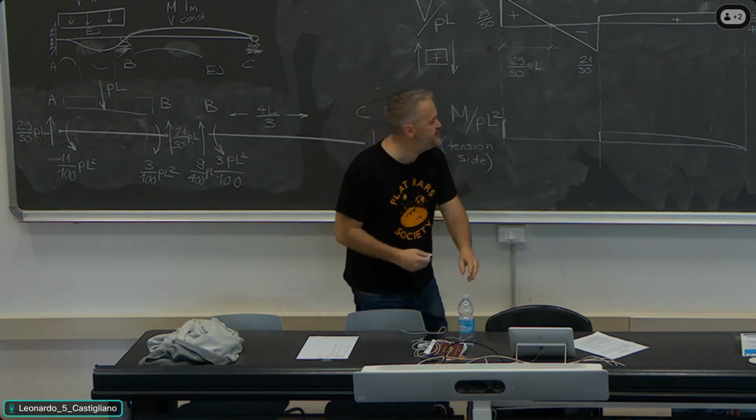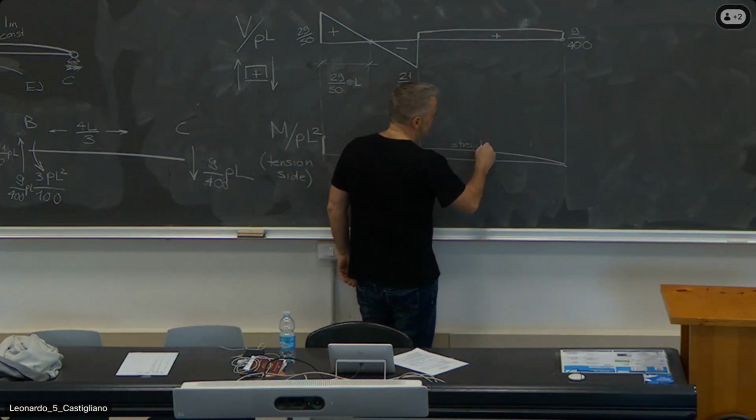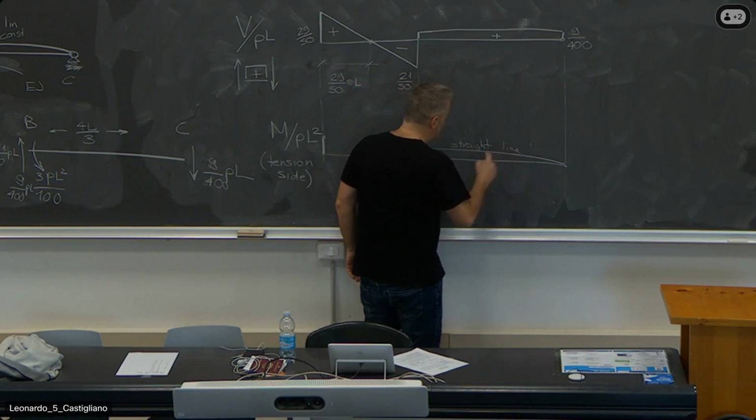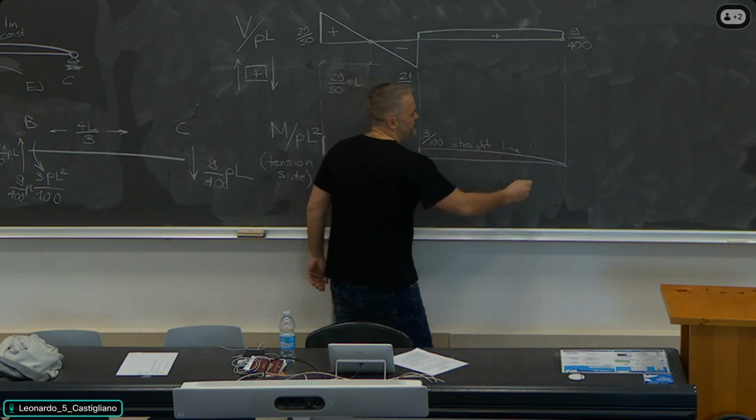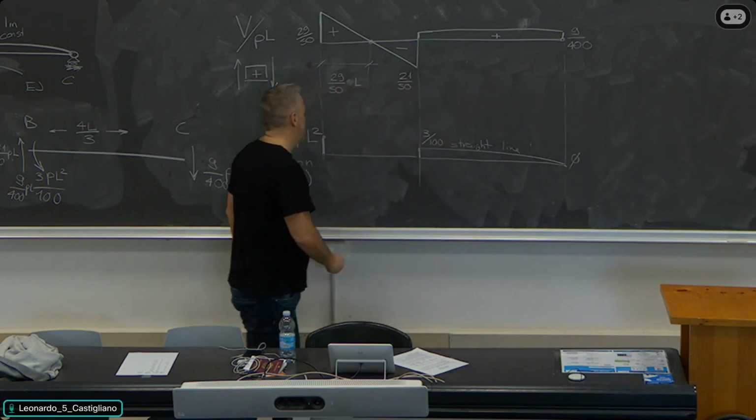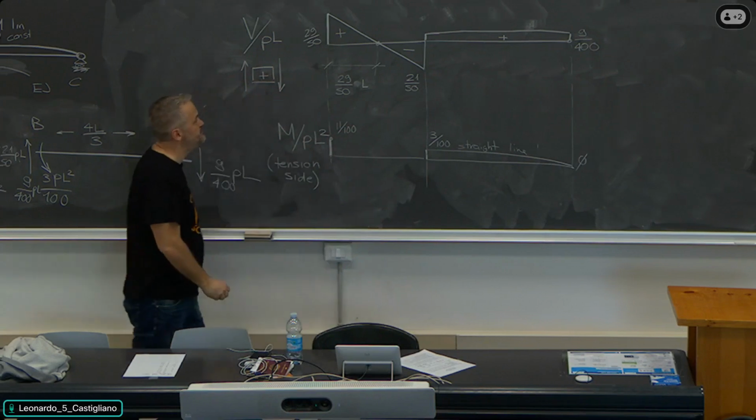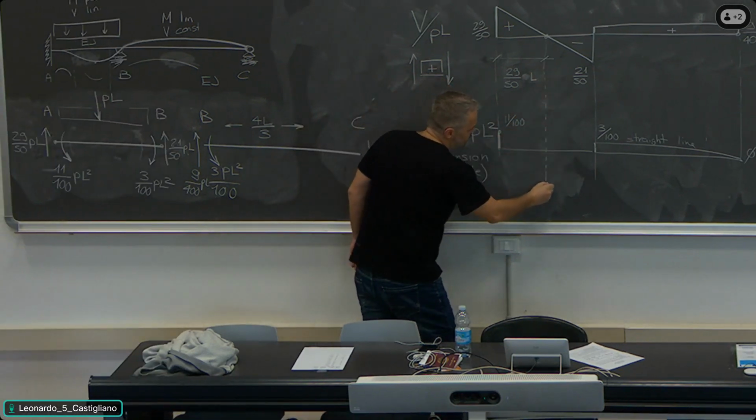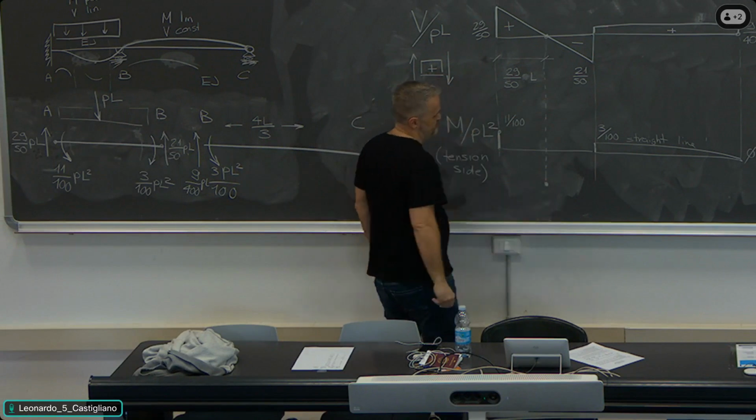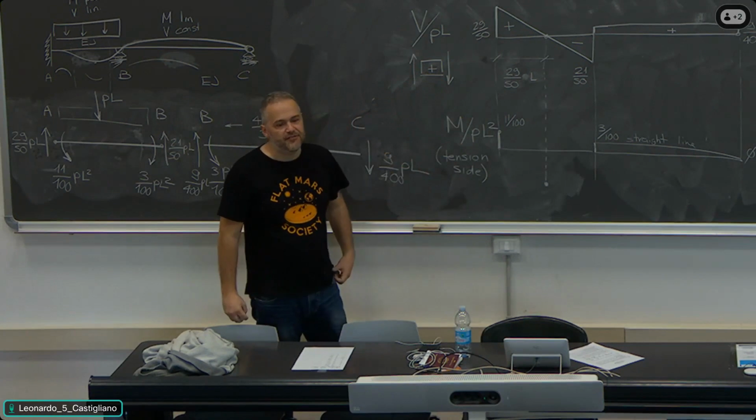So forgive me if it's not a straight line, I will write it here, straight line. From 3 divided by 100 to 0. And here it's 11 divided by 100. What happens in the middle? In the middle, I have to work out the value of the bending moment here, at 29 divided by 50 PL.